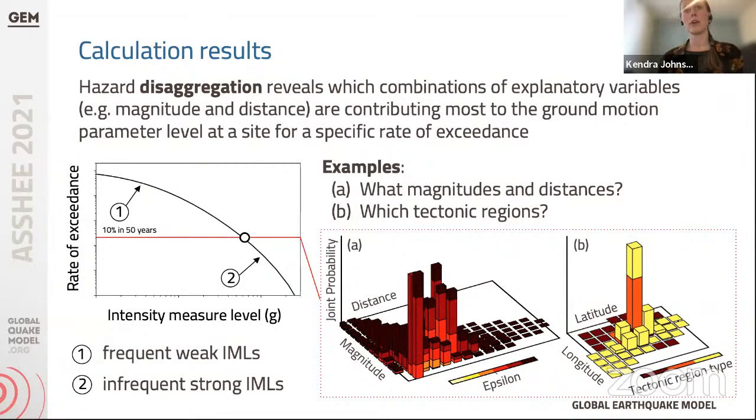And this may be useful, for example, for choosing a uniform hazard spectrum to use in design for a specific project or building. The uniform hazard spectra coming from a subduction interface earthquake may vary quite a bit from a crustal one.